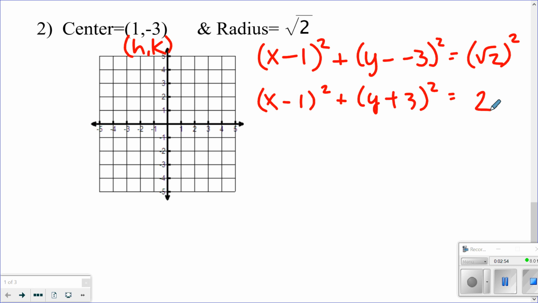And then to graph this one, the center is at 1, negative 3, so we start by graphing that. And then what I would recommend doing is just figuring out, since we are graphing, we could go decimal on this one. Square root of 2 is roughly 1.4-ish. So when you're getting ready to graph, just use your best guess here. So we're going to go 1.4 in every direction. And then connect your dots. There's your circle.